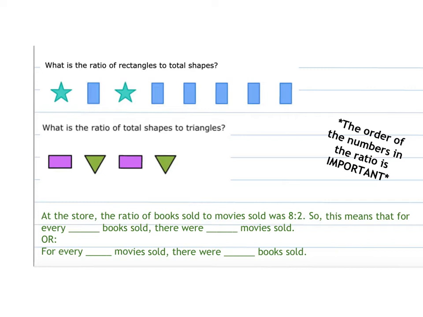So let's try a couple of these that you should have some familiarity with. So we are going to write a ratio of rectangles to the total number of shapes. So what we have to do first, this would be a part to a whole here. We want to count up our number of rectangles. 1, 2, 3, 4, 5, 6 rectangles. Now, how many total shapes? We have 2 additional shapes, so that means there's 2 more, which is a total of 8. So we have 6 rectangles for every 8 shapes. You can write that as 6 to 8, 6:8, or 6/8.